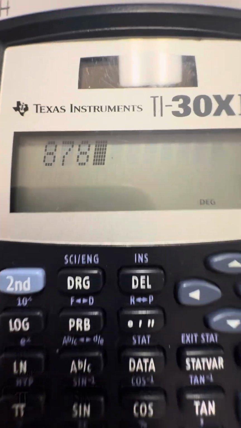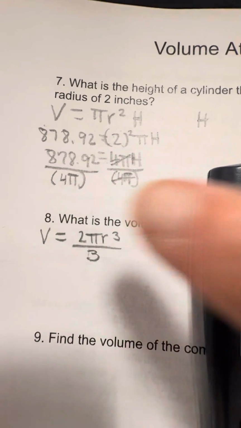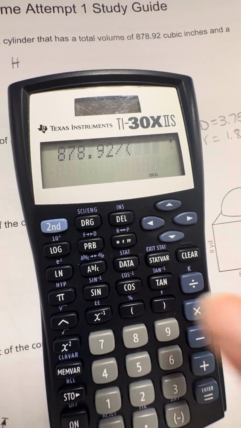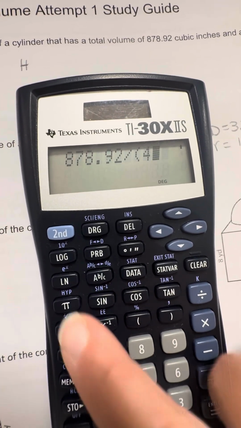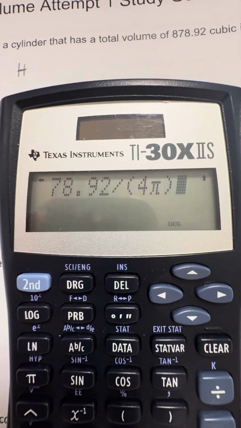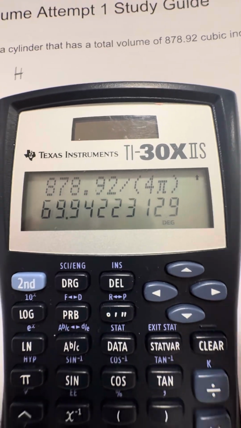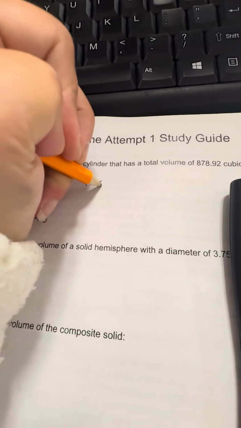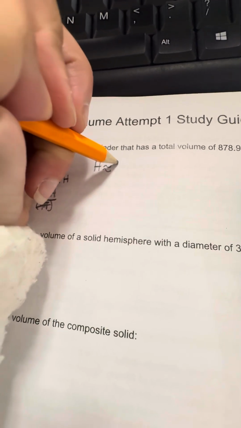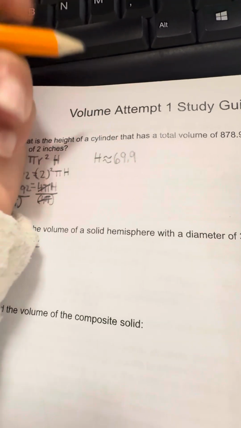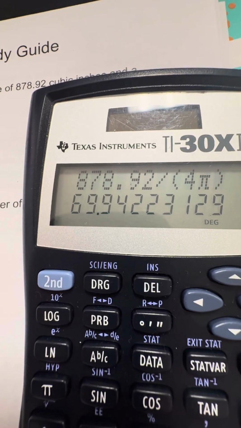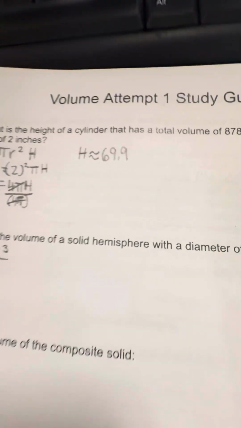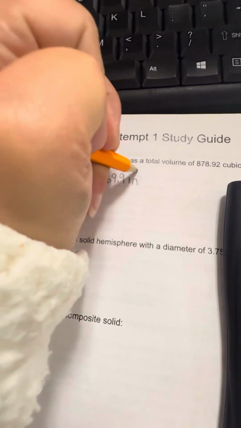So on our calculator, we're going to do 878.92 because that was the volume. We're going to hit divide, but we're going to make sure that we put parentheses around that 4 pi, because if we don't, it's going to divide by 4 and then multiply by pi. So order of operations is super duper important in these. You can see I now put it in parentheses. I hit equals. We get roughly 69.94. So if I'm rounding to the nearest 10th, this is going to be 69.9 because that 4 is not going to round it up any. So we're going to leave it at 69.9, and that is in inches, and that would be my finalized answer for this one.